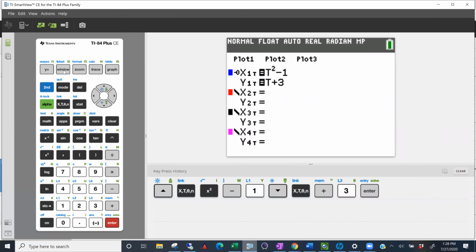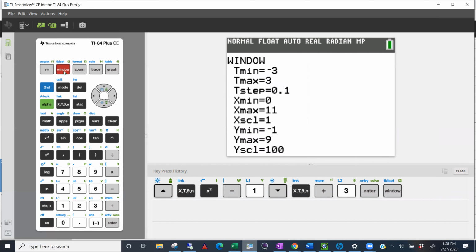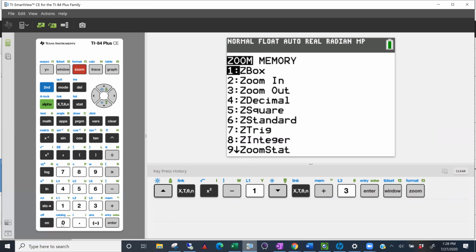And let's take a look at the window. The settings for t should be -3 to 3, which they are. So I'm in good shape there. Now, unless I want to sit down and think a little bit, it's probably not a bad place to start to hit zoom 0. So zoom and then 0.